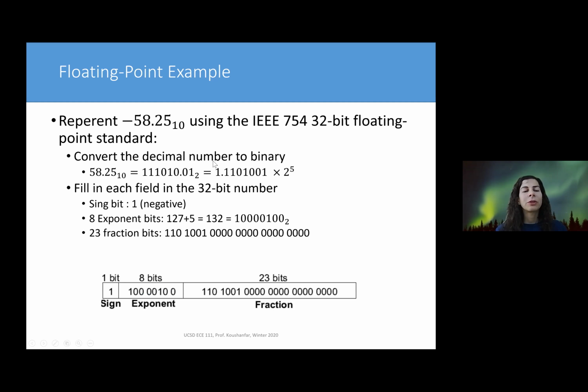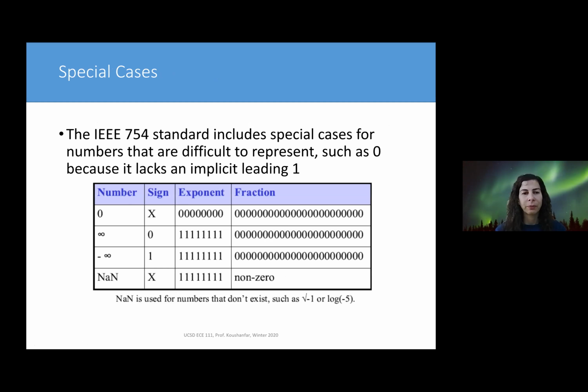Now we could use this to fill in each field. As you see here, we don't need the leading 1, so this number becomes 1101001, as you see here, and the rest of the bits get a 0. The exponent becomes 5, so this becomes 127 plus 5, which is 132, which is represented here, and then the fraction bits here, and the sign bit is here. So this is basically the floating point standard.